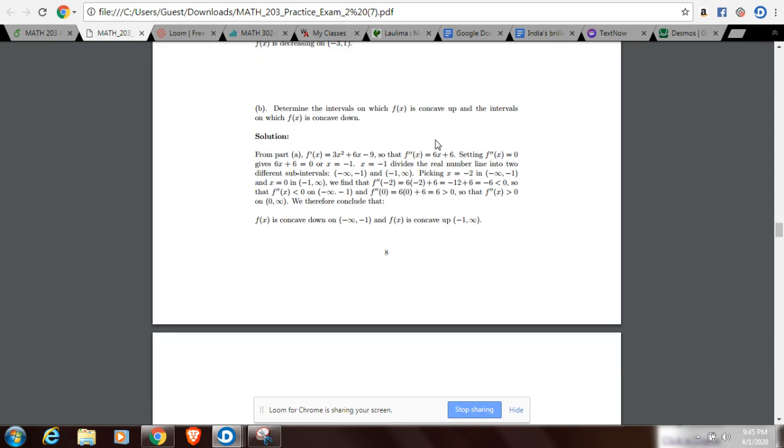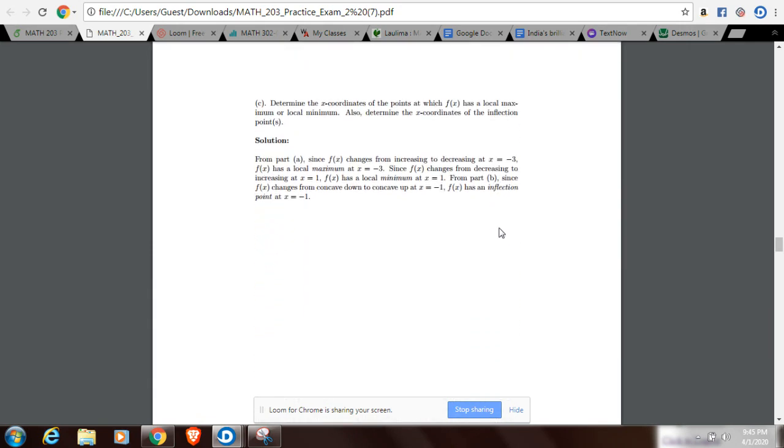If you plug in your favorite number that's less than negative 1, say negative 2, 6x plus 6 is going to be negative. You plug in your favorite number that's larger than negative 1, let's say 0, into 6x plus 6, you get a positive number. We can conclude f is concave down on negative infinity to negative 1. It's concave up from negative 1 to infinity.